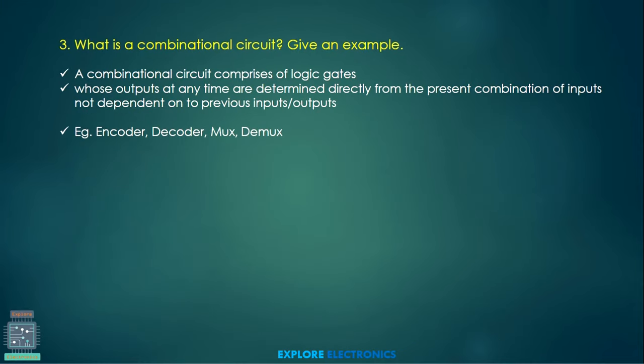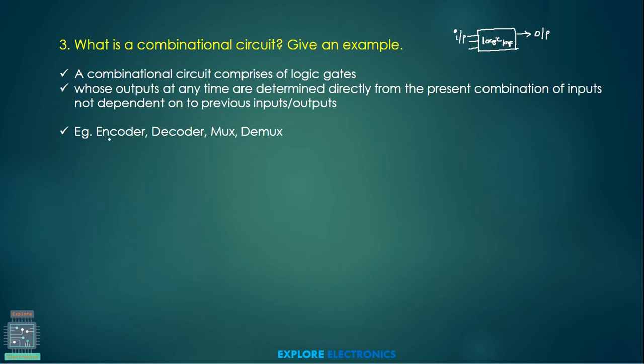Then, what are combinational circuits? And give an example for the combinational circuit. A combinational circuit comprises logic gates. These combinational circuits have a combination of logic gates, so this is a structure of logic gates. We call it a combinational circuit, where the output will depend on the present inputs, not on the previous outputs. The output of the combinational circuit depends on the present inputs, which we are going to give to the circuit.